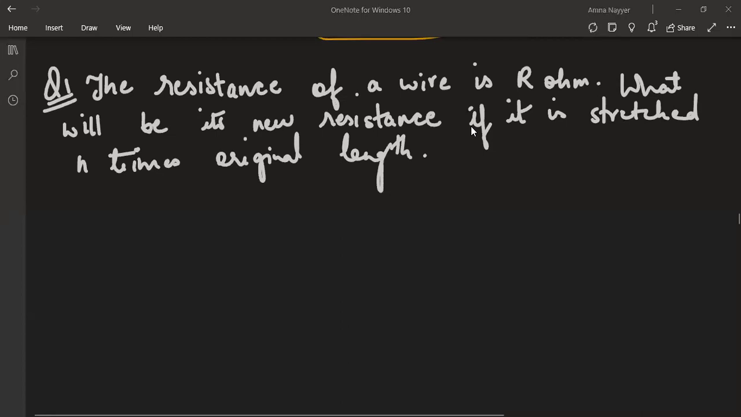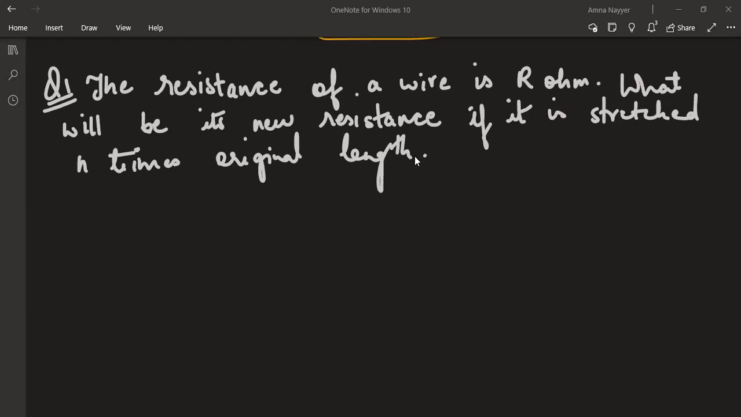Hanifa, some error is there in the calculation. Let me discuss, then see wherever you committed an error. If the resistance of the wire is R0, what will be its new resistance if it is stretched n times the original length?